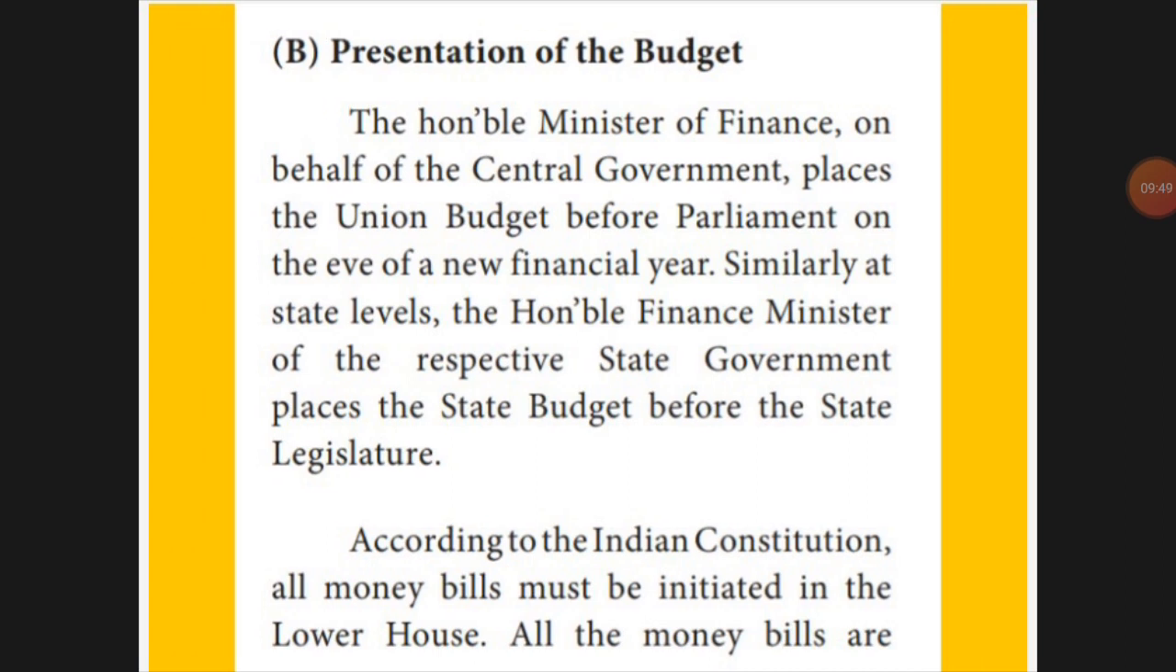After sanction, how should it be presented to the parliament house, and who will present it? In India, the Honorable Minister of Finance, on behalf of the central government, will read the budget for the coming year, the forthcoming year. If it is a state government, then the finance minister of the concerned state, in Tamil Nadu, Karnataka, Kerala, according to their state, will read the budget.